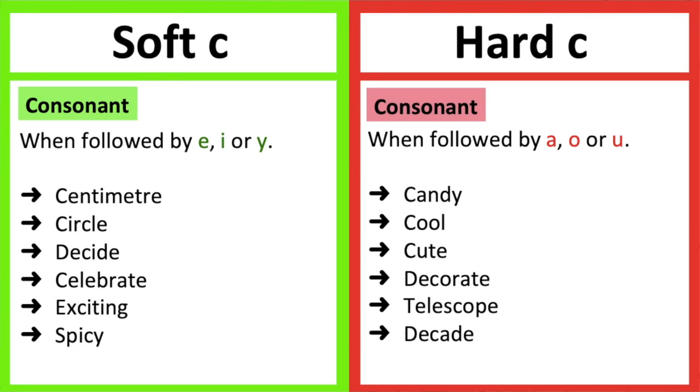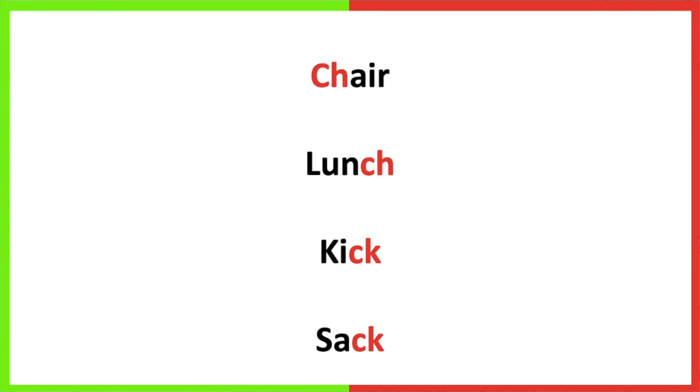Lastly, just remember that if the letter C is followed by the letter H, then it makes a ch sound. For example, chair, lunch. Also, when the letter C comes at the end of the word and it's followed by the letter K, then it makes the hard K sound. For example, kick, sack.